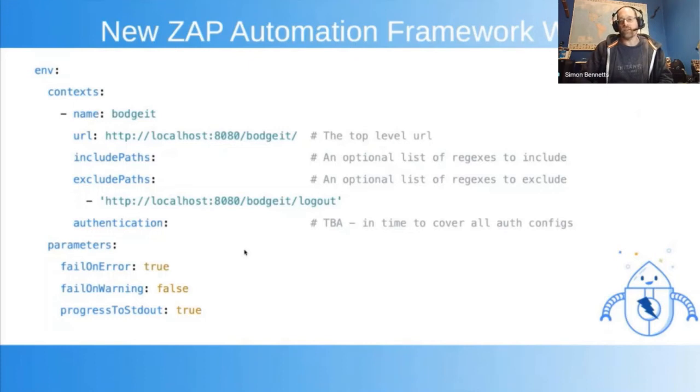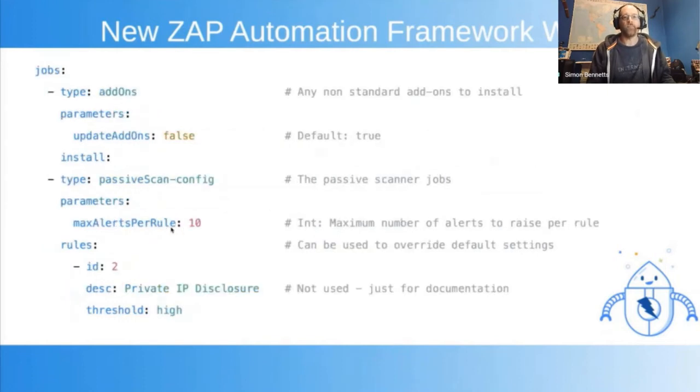So the idea is that there will be a YAML configuration file, and it will define a set of things. It will define contexts, so you'll be able to define one or more contexts, giving URLs and exclude paths, and in time you'll be able to put authentication details in there. That won't be in the first version, I can assure you. You'll also be able to specify things like failing on error, failing on warning, and progress to standard out, those useful kinds of things. Then you will have a set of jobs.